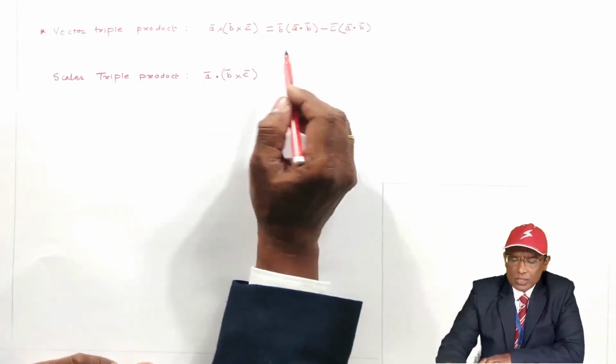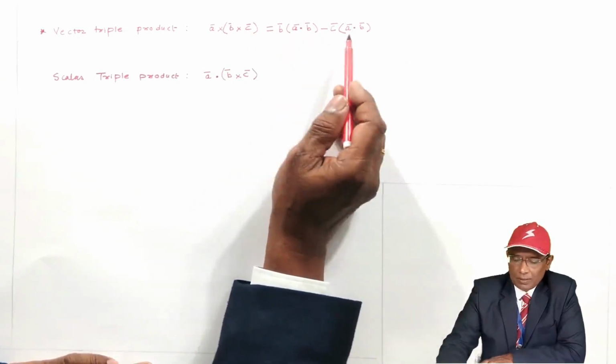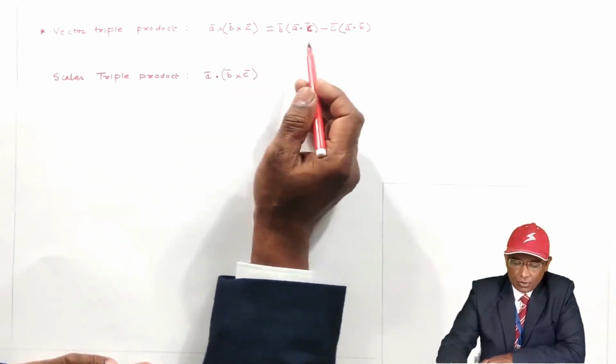Okay, and the dot product is commutative, is it? Means A bar dot B bar is B bar dot A bar. In this way, the cross product of three vectors can be resolved.